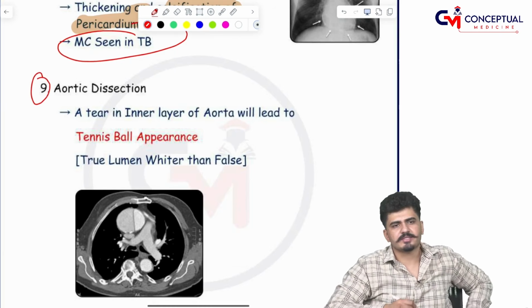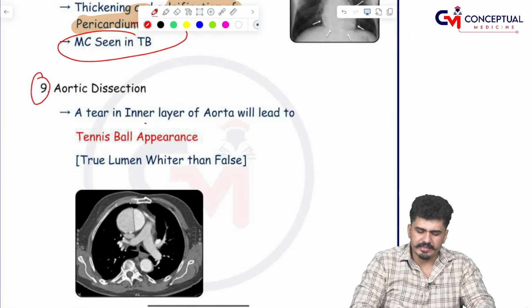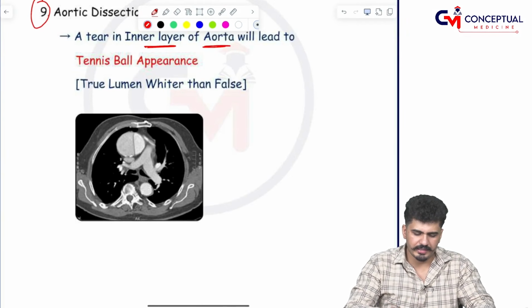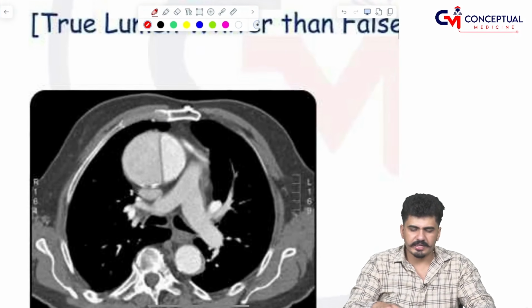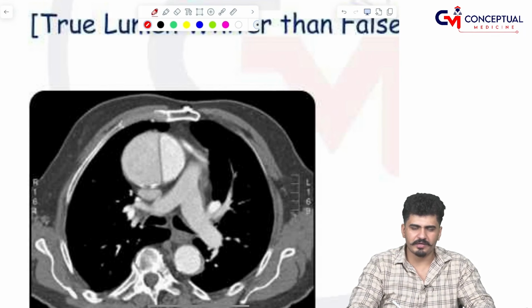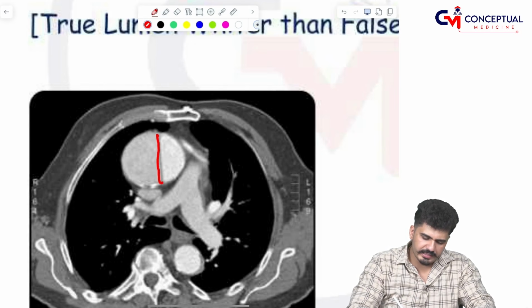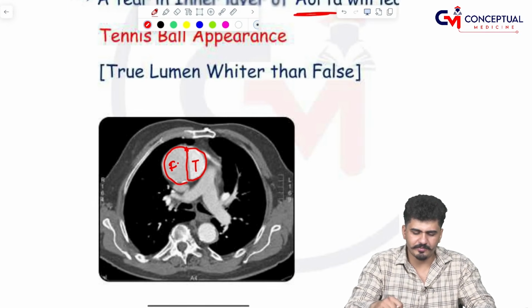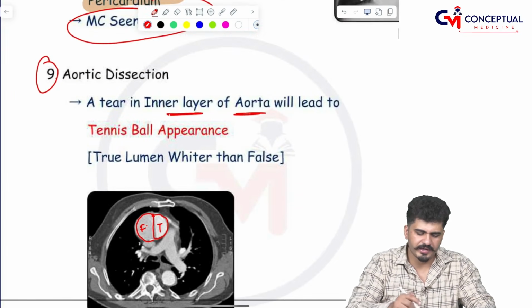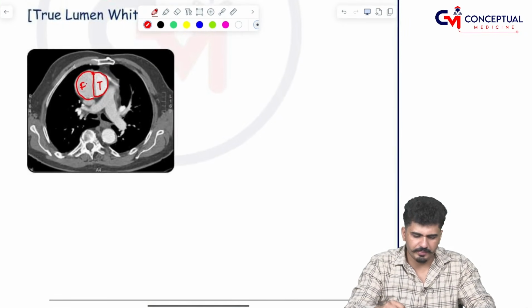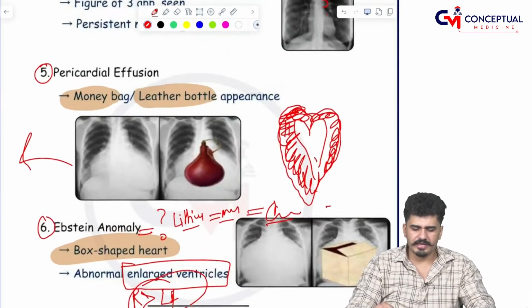Now, aortic dissection. What is happening? A tear in the internal layer of the aorta will lead to the tennis ball-like appearance. Right here you will see there is a tear in the luminal layer of the aorta, and this is going to separate from the true layer, which is the more white layer, and this is the false lumen. It looks like a tennis ball, that is why it is called the tennis ball-like appearance you see in aortic dissection. This completes our CVS also.